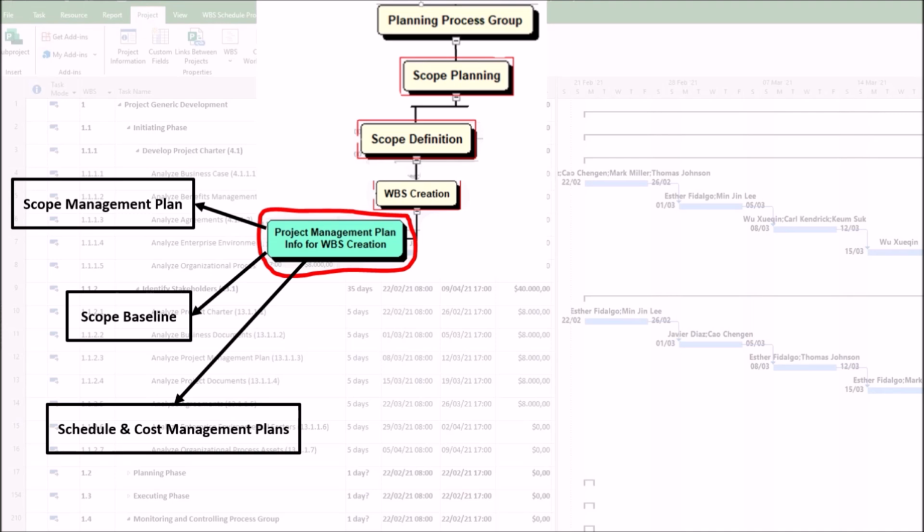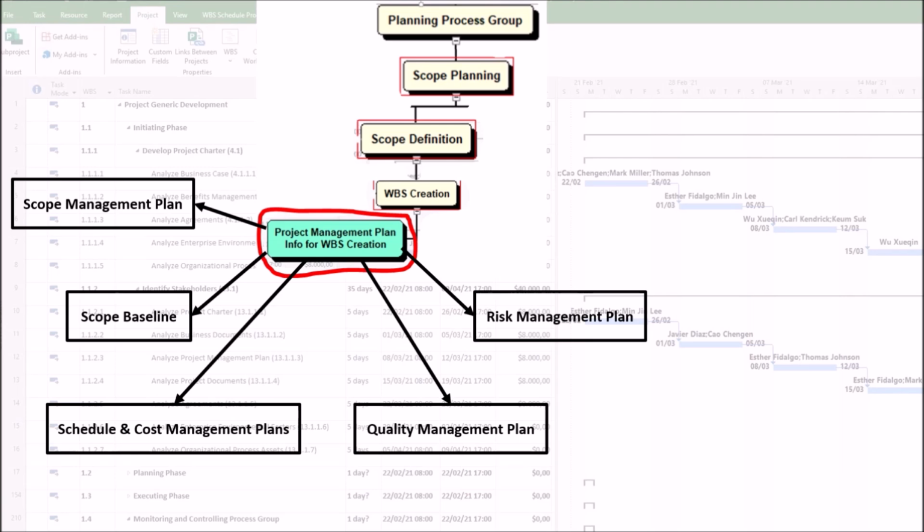3. Schedule and Cost Management Plans. The Project Management Plan influences the level of detail in the WBS to support scheduling and budgeting. The Project Management Plan helps determine if work packages should be broken down further for better estimation. 4. Quality Management Plan. The Project Management Plan ensures that quality-related deliverables, such as testing and inspections, are included in the WBS. 5. Risk Management Plan. The Project Management Plan may require additional WBS elements to account for risk responses, such as contingency tasks. 6. Other subsidiary plans, such as resource, stakeholder, etc. The Project Management Plan helps identify work packages related to team assignments, procurement, or stakeholder engagement.